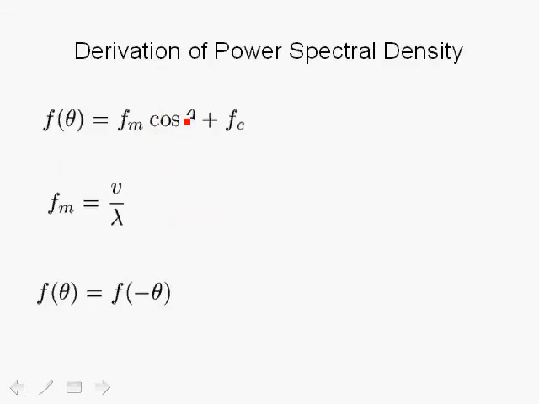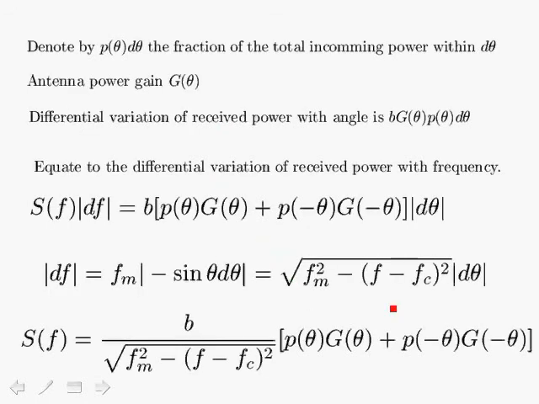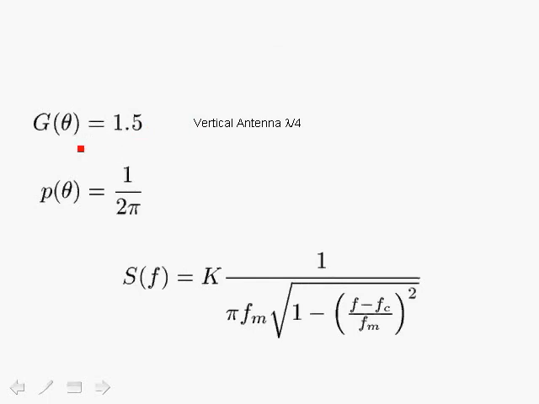We can write that cosine of theta equals f of theta minus fc divided by fm, so we can obtain cosine squared, and of course sine squared is equal to 1 minus cosine squared, and we arrive at this expression over here. So d sub f is equal to this term times d sub theta. If we substitute for d sub theta in the expression here, then we get this relationship for the power spectral density, S of f. Now the power gain for a quarter wavelength vertical antenna is a constant equal to 1.5.